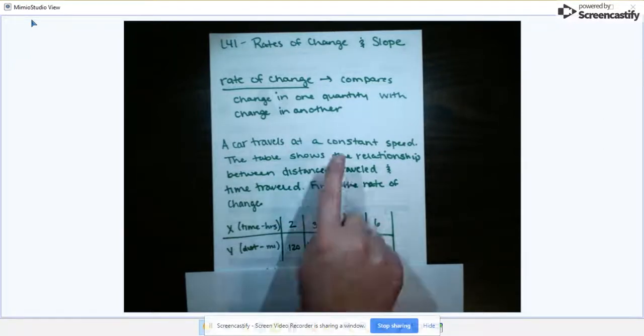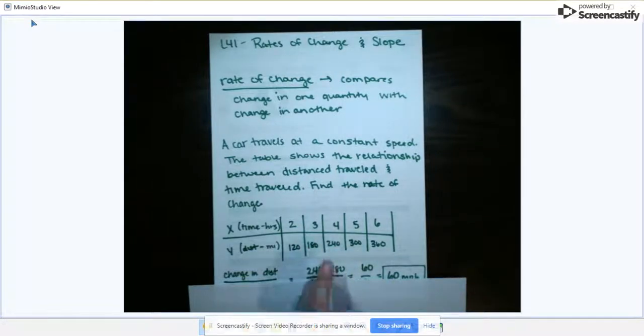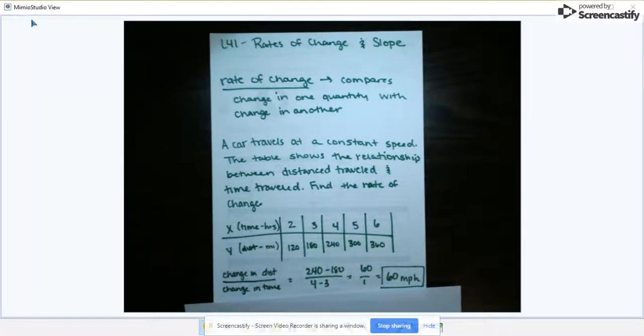Since our car is traveling at a constant speed, every single one of these pairs of points is going to have the same rate of change. So I went ahead and chose 3 and 4. I found the difference between our y, so I did 240 minus 180, and then I divided that by the change in our time, so 4 minus 3. Okay, 240 minus 180 gives me 60, and obviously 4 minus 3 is 1. So we would have 60, and then our label is miles on top since we did distance, and our time is hours, so miles per hour.